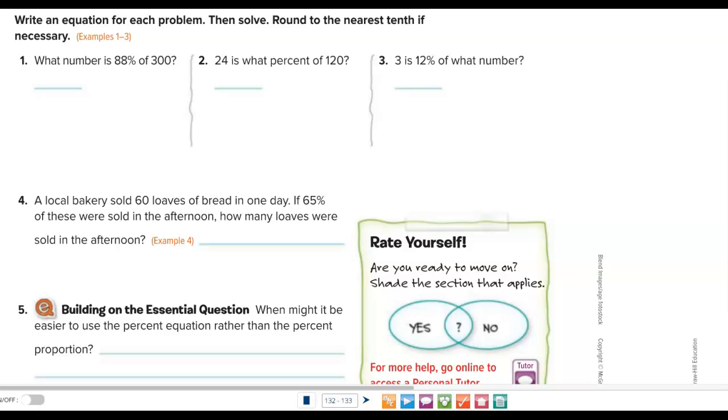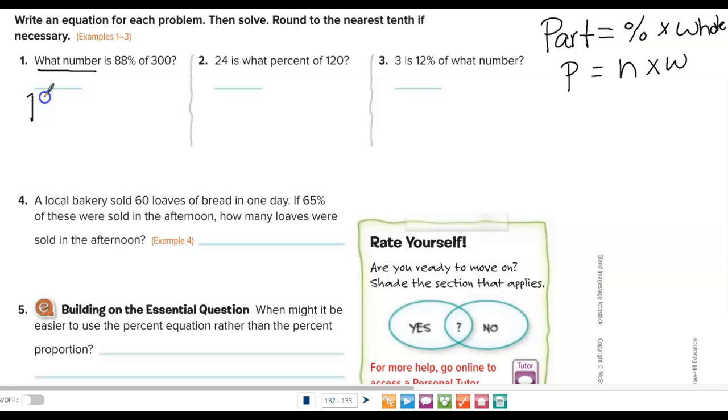Right, we are going to be using the percent equation. So part equals percent times whole, or P equals N times W. So on the first one, on number 1, we have what number? So we are missing our part.